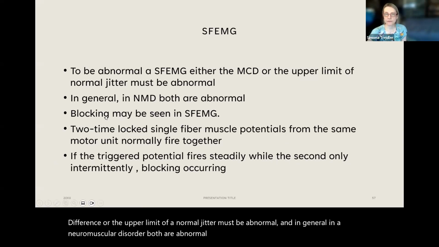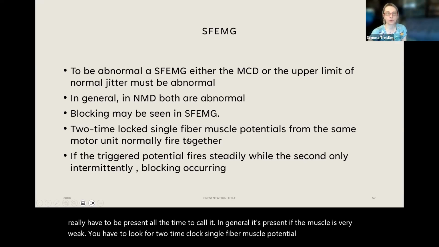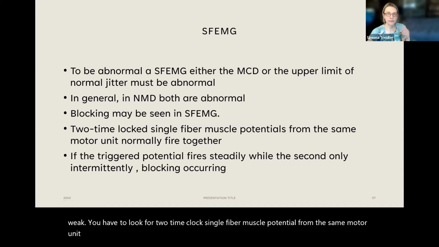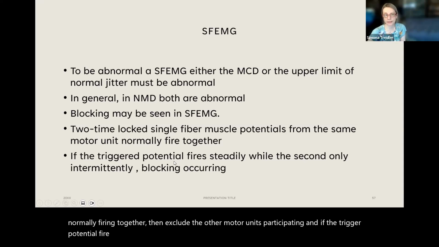Blocking may be seen in single fiber, but doesn't really have to be present all the time to call it. In general, it's present if the muscle is very weak. You have to look for two time-locked single fiber muscle potentials from the same motor unit, normally firing together, then exclude the other motor units participating. And if the trigger potential fires steadily while the second only intermittently, you're going to see the blocking.